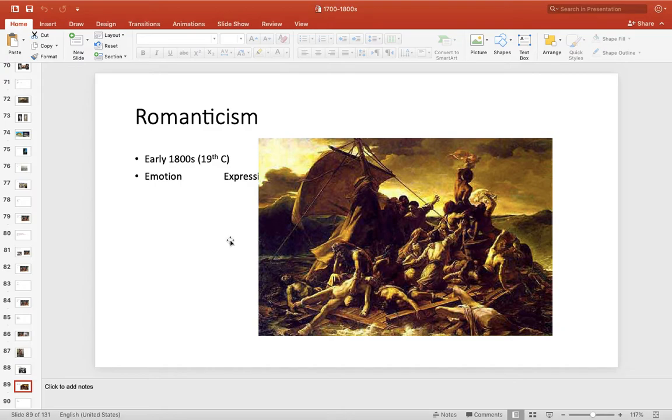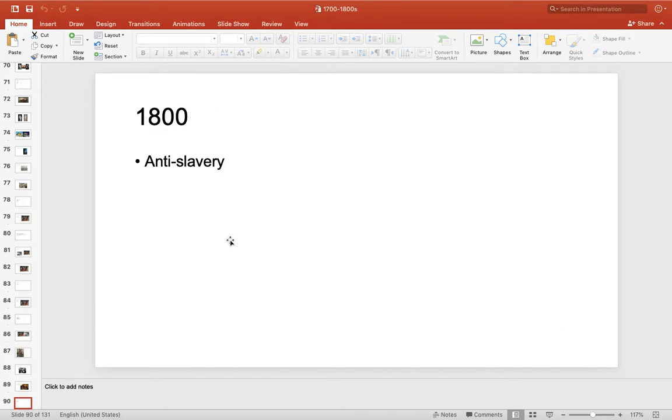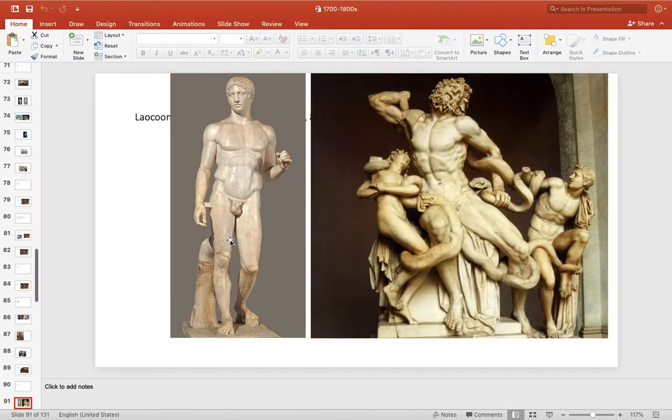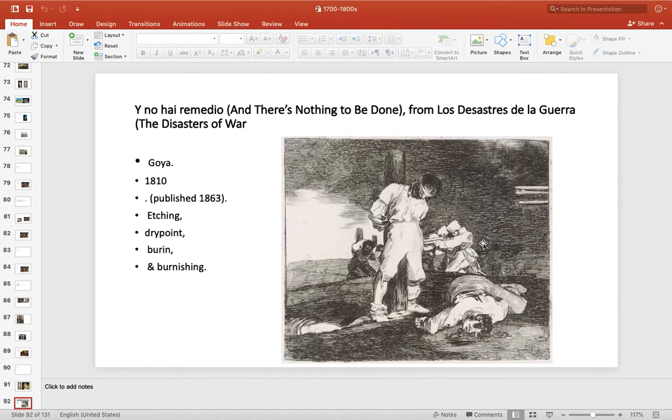It's going to be about emotion. A lot of nice justice things happen. People start to worry about slavery. Stylistically, classical is going to be like neoclassical. Romanticism is more like Hellenistic, more expressive, more emotional. Goya, Nothing to Be Done.